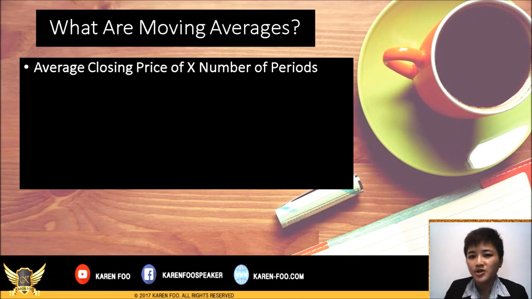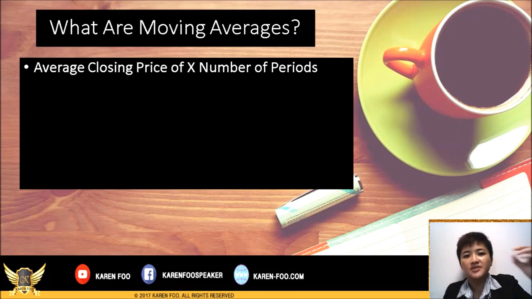Let's say you are using a 20 simple moving average. Okay, and how is that 20 SMA line calculated? It's just by taking the average of the closing price of the past 20 candles divided by 20, and then you get the moving average of 20 SMA. Okay, to put it simply.